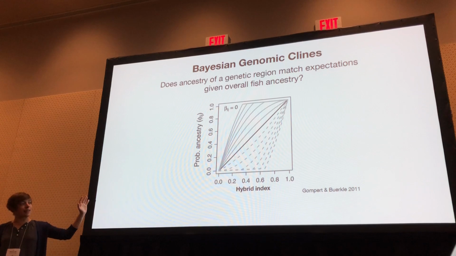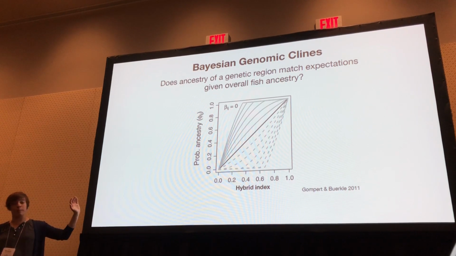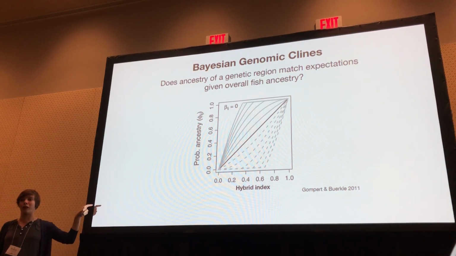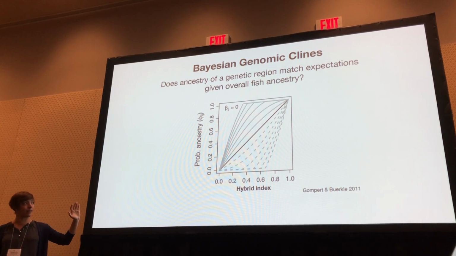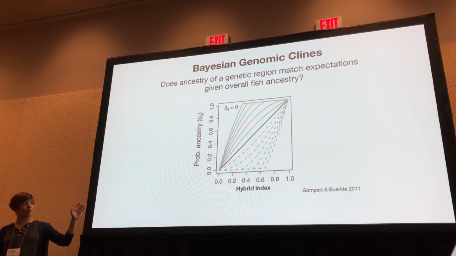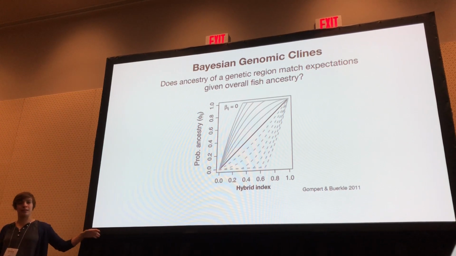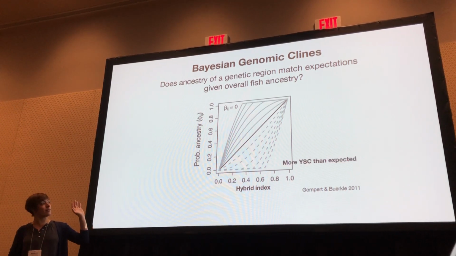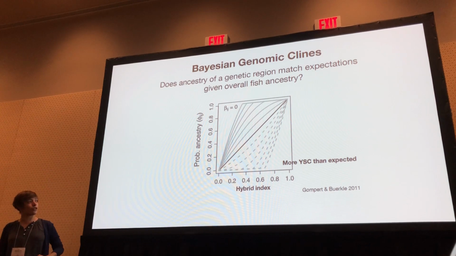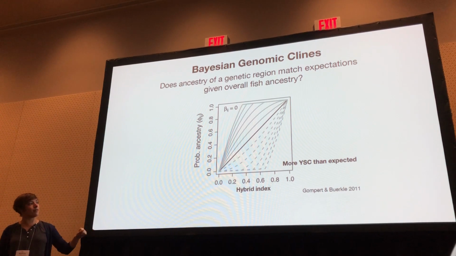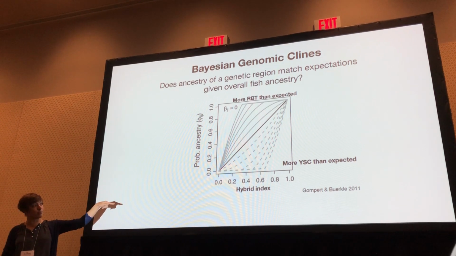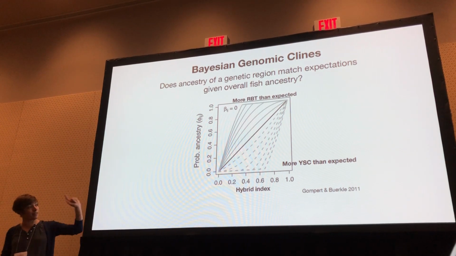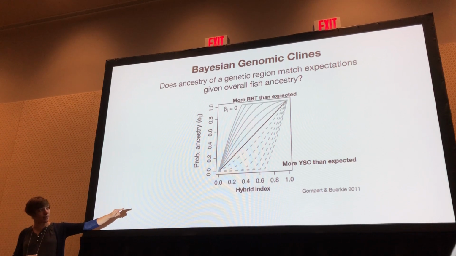So I said there are 25,000 SNPs. It would be cumbersome to try and draw one of these clines for each one of those, so I'll be showing the results a little differently. I'll be showing the parameters that dictate the shape of these curves, specifically alpha. With clines like the ones at the extremes here, we'd see either more rainbow trout than expected or more Yellowstone cutthroat than expected.